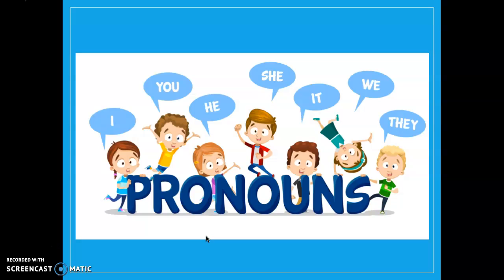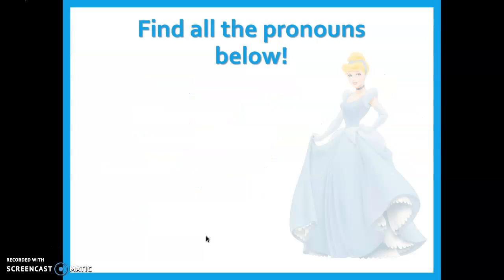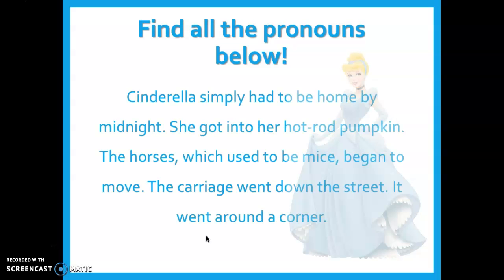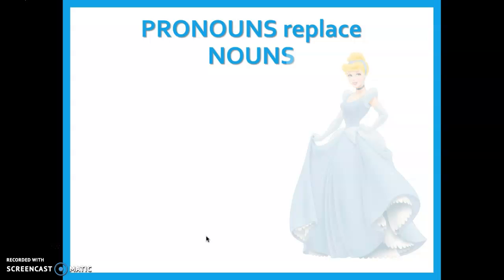Today we'll be talking about pronouns. Alright, let's start with finding all the pronouns in this very short story. Cinderella had to be home by midnight. She got into her hot rod pumpkin. The horses, which used to be mice, began to move. The carriage went down the street, it went around the corner. Can you find all the pronouns here?